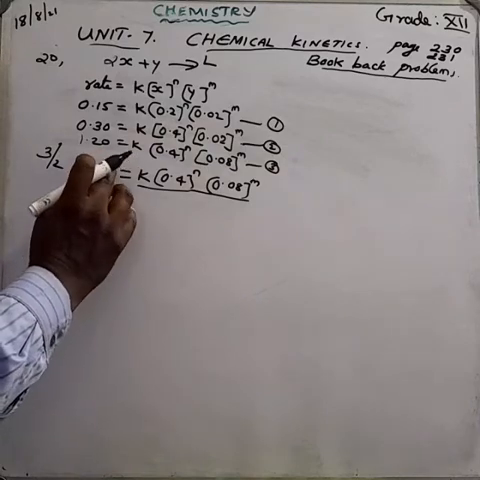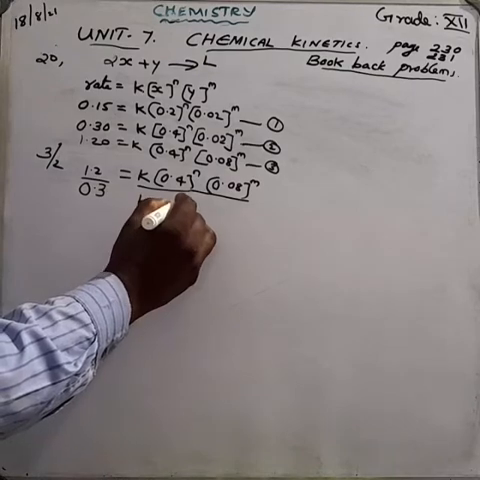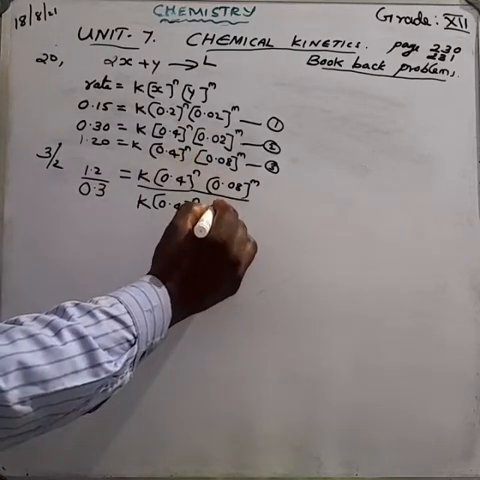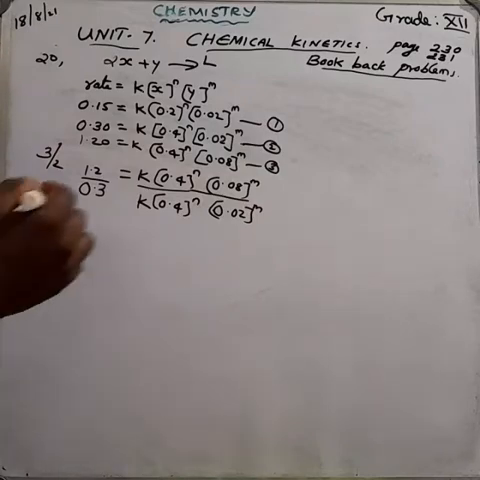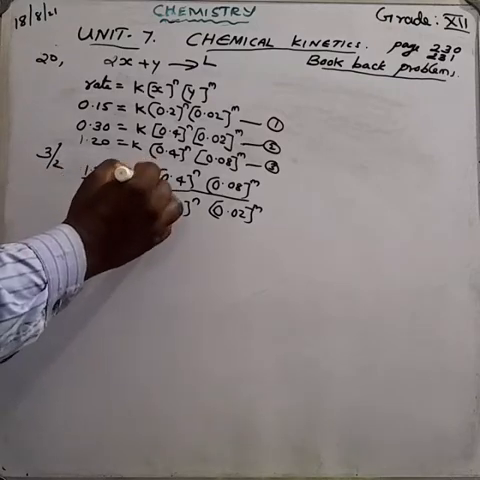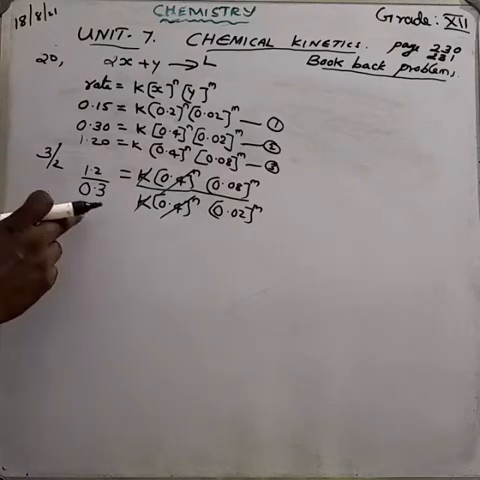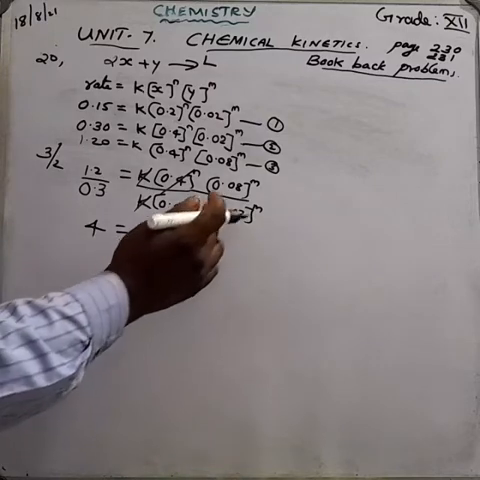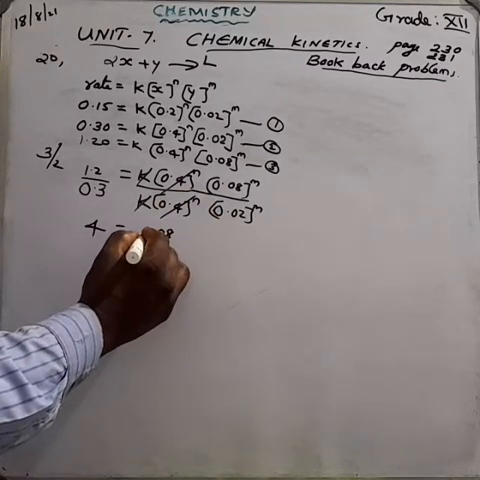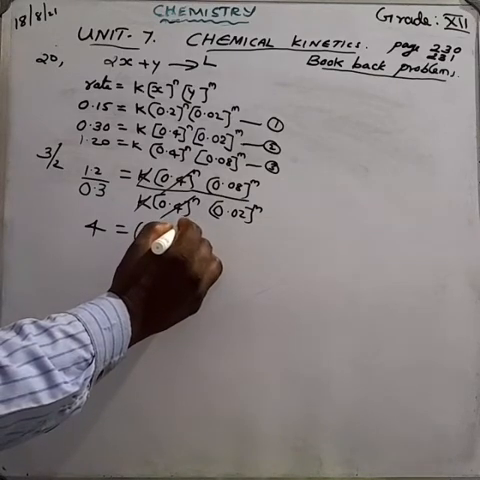Equation number 2 means here, you have to write 0.3. So 1.2 divided by 0.3 equal to K into 0.4 power N, and in equation number 2 the M value is about 0.02 power M. So which are the possibilities for cancelling here? K into the concentration 0.4 power N divided by K into the concentration 0.4 power N can be cancelled. So I am going to cancel here. What's about the remaining? 4 is equal to 0.08 divided by 0.02, the whole power M.